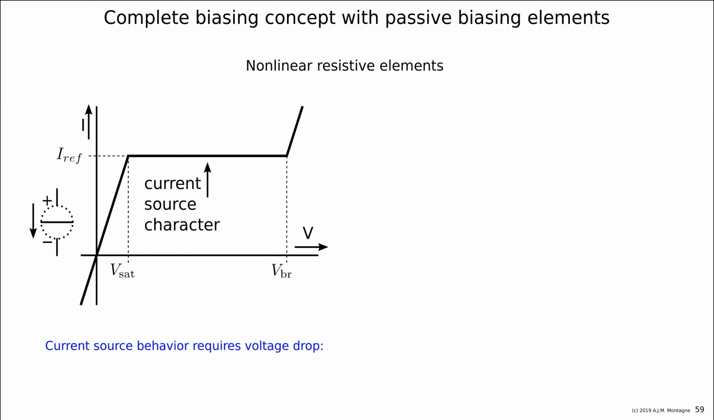So current source behavior, if you want it from a passive device, requires a voltage drop as shown here. And we can only use those devices if the voltage is between saturation and breakdown. And we need that headroom for our devices. It's one of the specs for our current source to be constructed somehow later on.